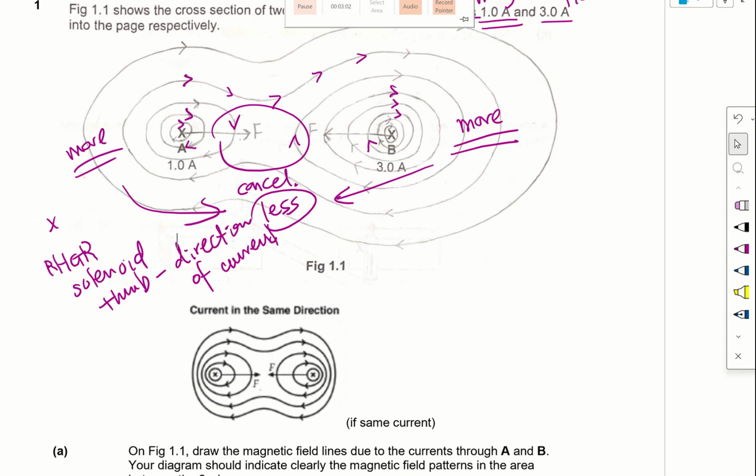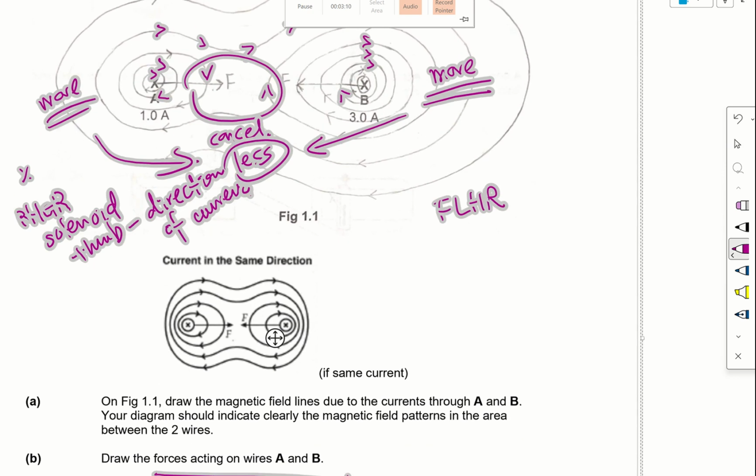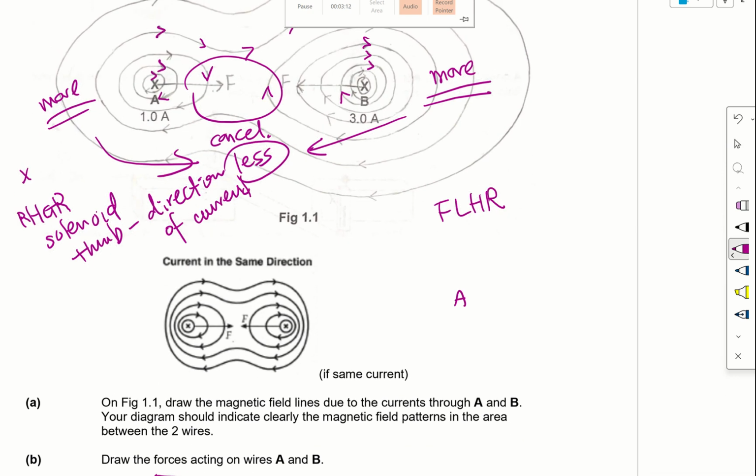Now, of course, you can also use Fleming's left-hand rule to find the force. Maybe I'll redraw. So this is A, and this is the magnetic field produced by A. I'll use another color for B. The current is into the page, so the magnetic field is also clockwise.